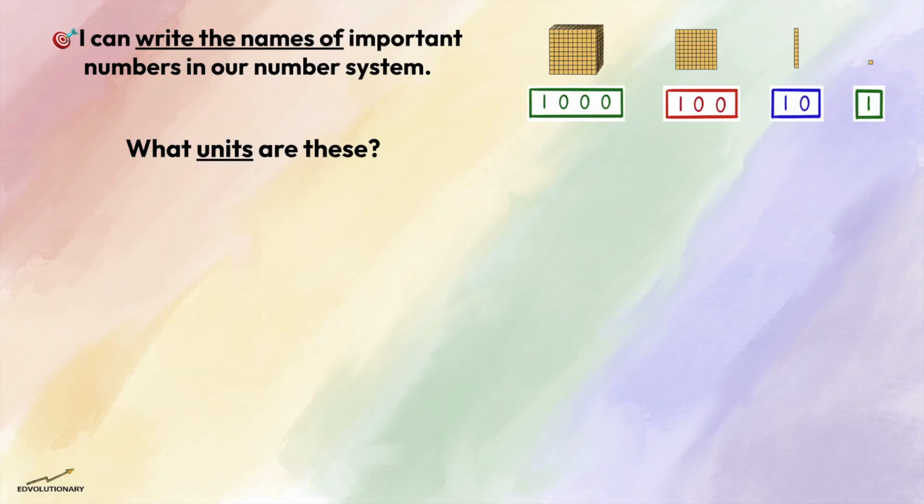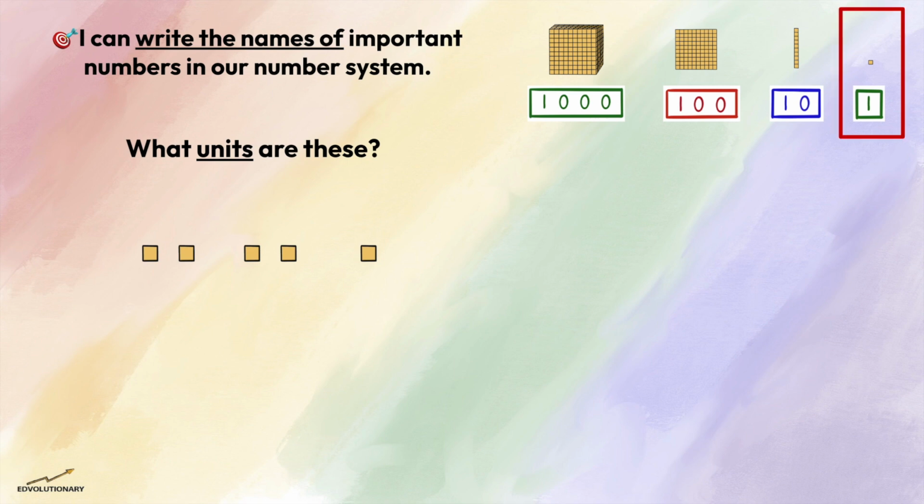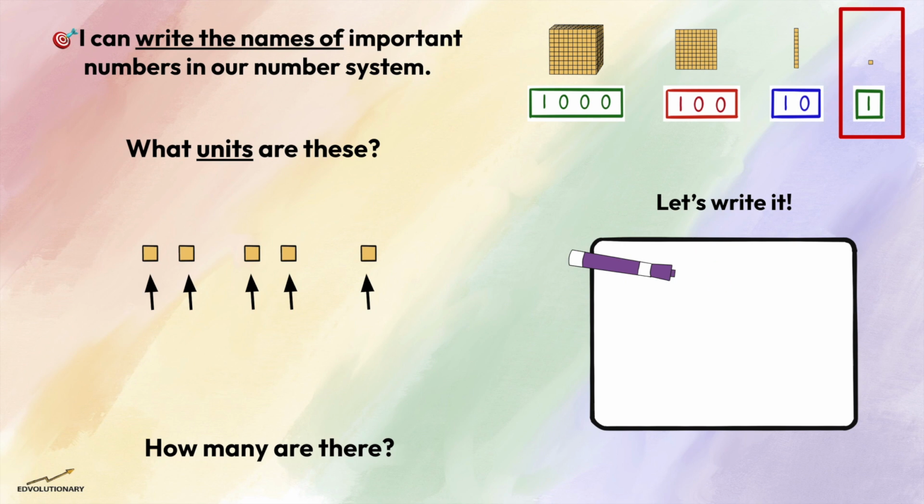Now we're going to switch gears and we're going to say, "What units are these?" We should have students say ones. And then we will highlight, if you see the guide at the top of the page, yeah, those are ones. How many are there? Let's count them together. 1, 2, 3, 4, 5. There are 5 ones, so we're using that unit language. Let's write it. So 5 ones is just 5.